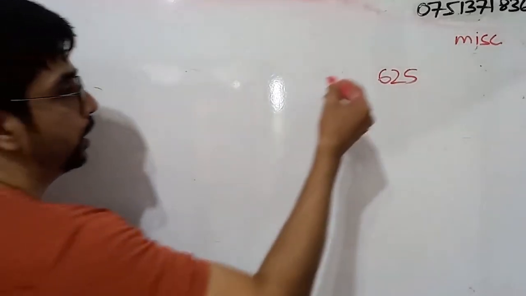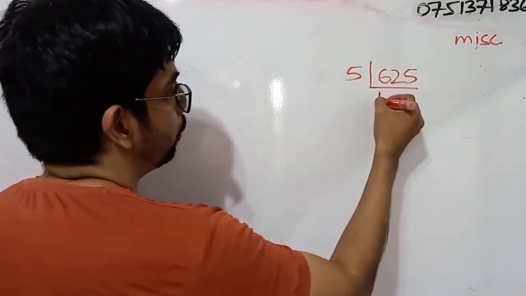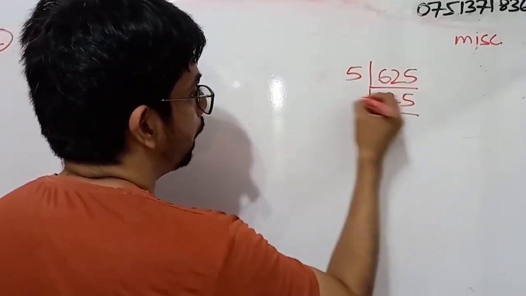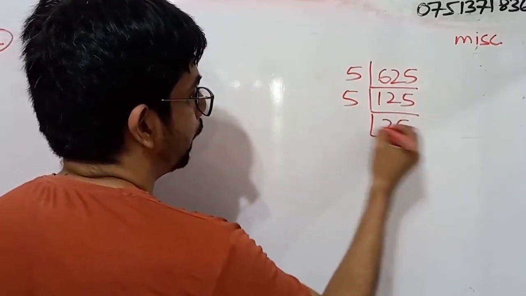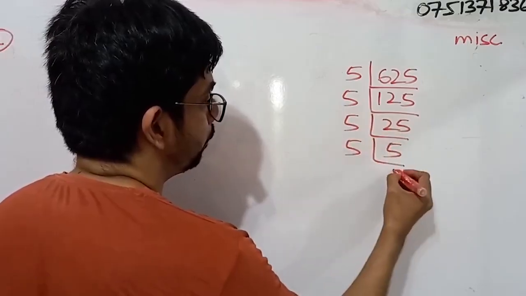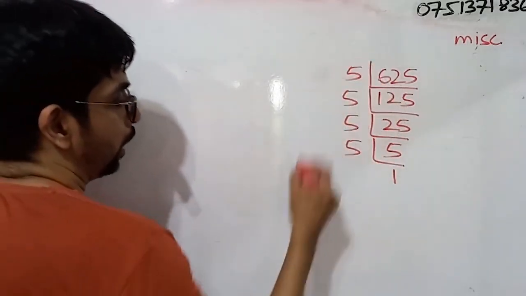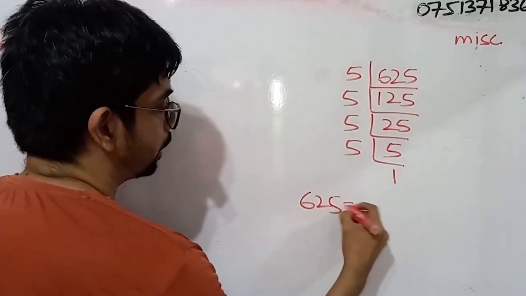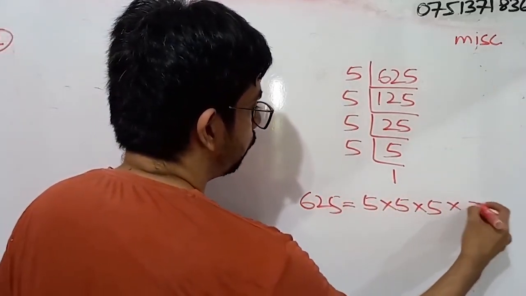Okay. So here I will divide this by 5. So we get 125. Again I will divide this by 5. So I will be getting 25. Again I will divide by 5. So I will get 5. 5 I will divide by 5. So I get 1. Right? So 625, that is equal to what? 5 into 5 into 5 into 5.